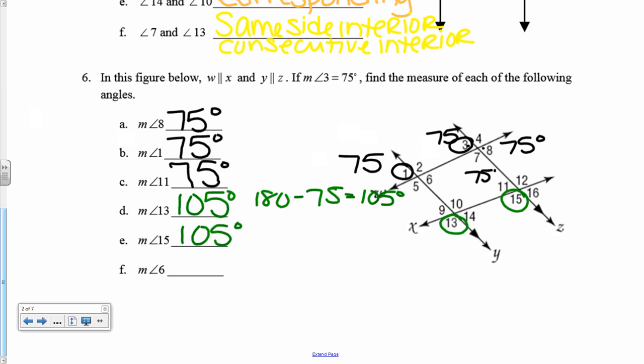And then lastly, we get angle 6. Angle 6 is vertical from angle 1, so angle 6 is 75 degrees. And in fact, all of the black circles are going to be 75 degrees. All the other ones will be 105.